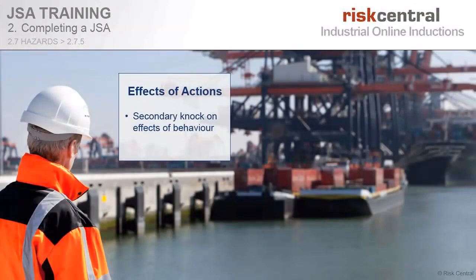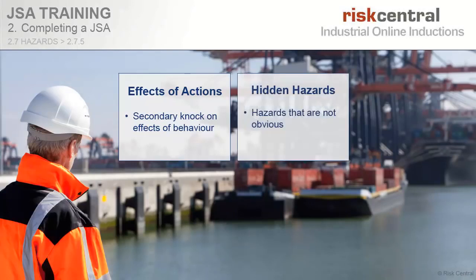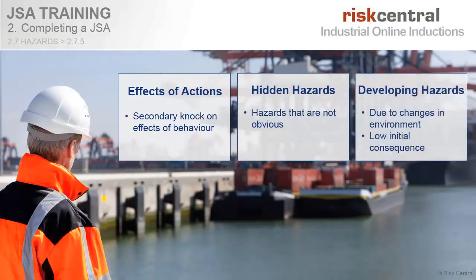Unplanned or secondary knock-on effects of actions, behaviours or conditions at the job site. Hidden hazards that are not obvious. Developing hazards. Hazards that can emerge as a result of work activity in each step and changes in the environment. Hazards that have low initial consequence, but over time the consequence may change or increase. For example, gas build-up, hydraulic oil on turbo, fuel line failure, etc.